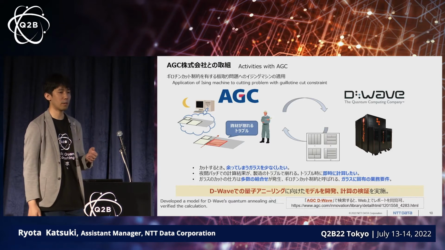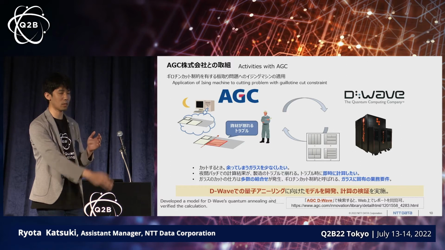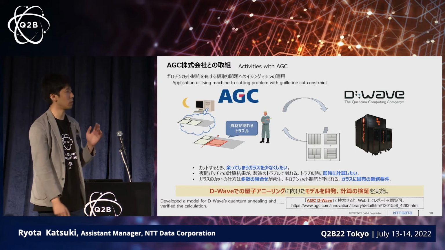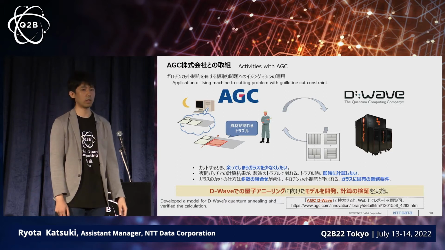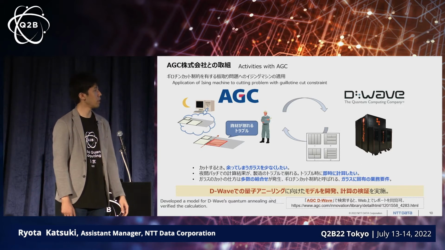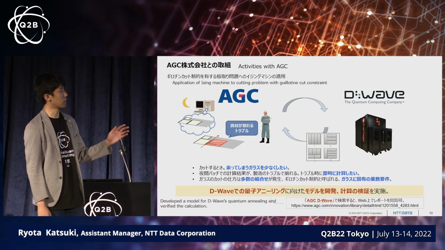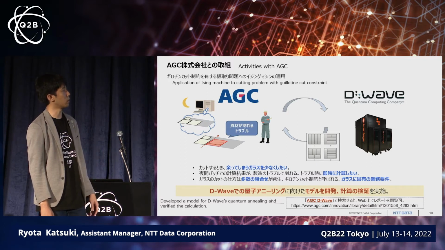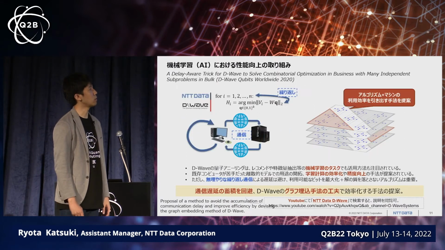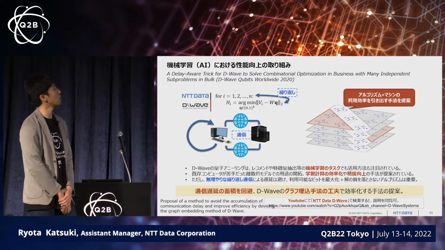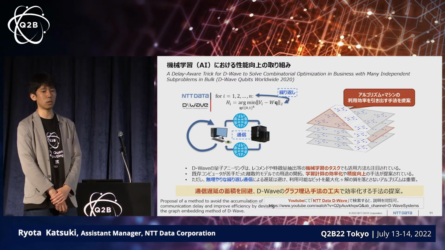Now, different from cutting paper with a pair of scissors, in case of glass, they have to face guillotine cut constraints. Such constraints have to be considered as well. D-Wave quantum annealing can be applied to this type of problem, and we validated the results out of D-Wave. The results have been published. So if you're interested, please refer to it.